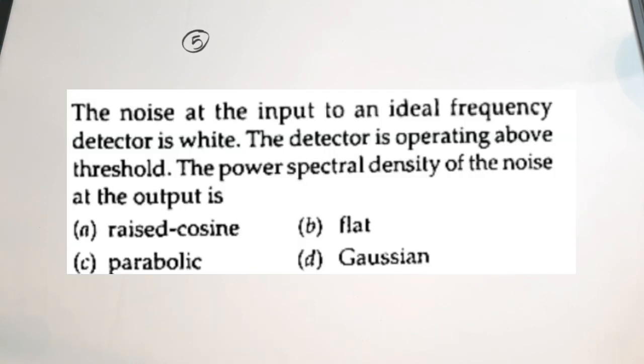Next is the 5th question, which is actually a theory question. In this video you can find questions from medium to difficult level. The question is: the noise at the input to an ideal frequency detector is white. The detector is operating above threshold. The power spectral density of the noise at the output is dash.